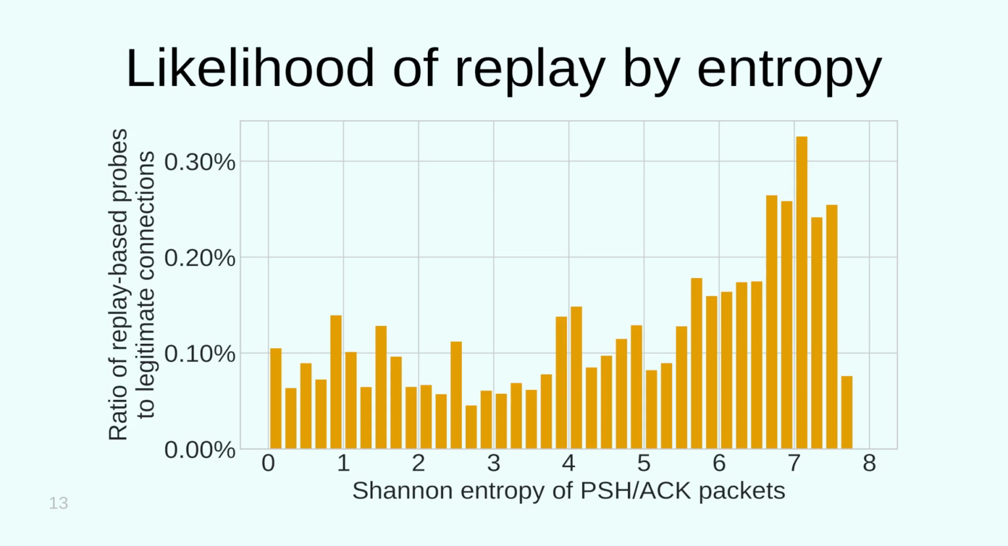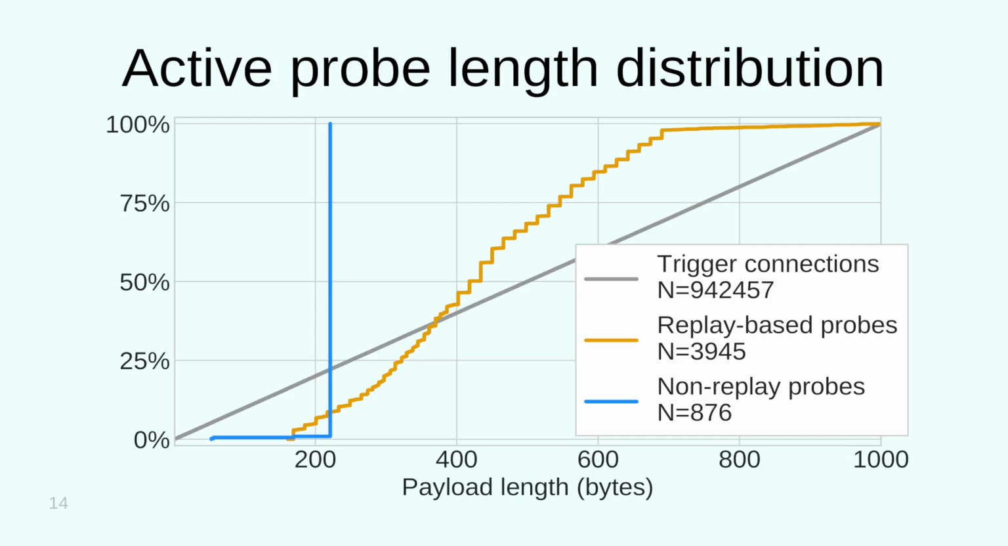So the authors designed an experiment to establish a TCP connection and then send one TCP packet with a configurable entropy and a configurable packet length, a configurable payload size. And from this graph we can see, although there isn't a real sharp distinguishing threshold, that high entropy packets are more likely to be replayed than low entropy packets. And the length of the packets matters as well.